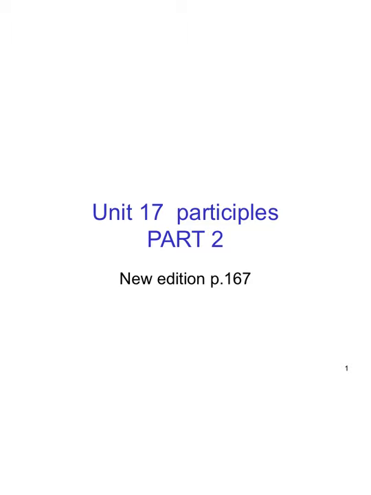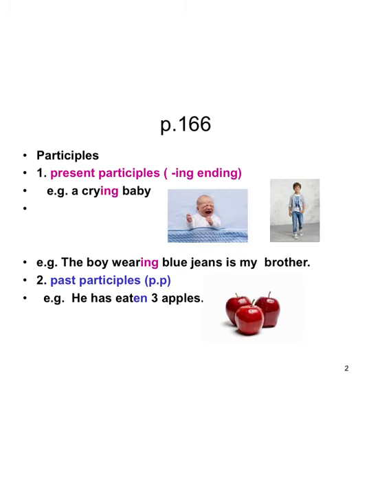Please turn to page 167 of your grammar book. In the last video, we know that there are two types of participles, the present participles and the past participles. This time, we will focus on how present participles are used as adverbs. Remember, present participles are verbs ending in ing.